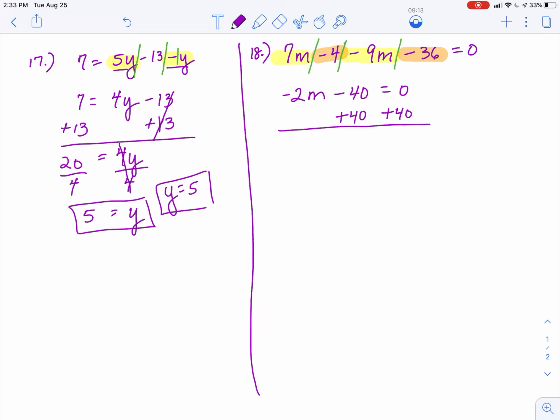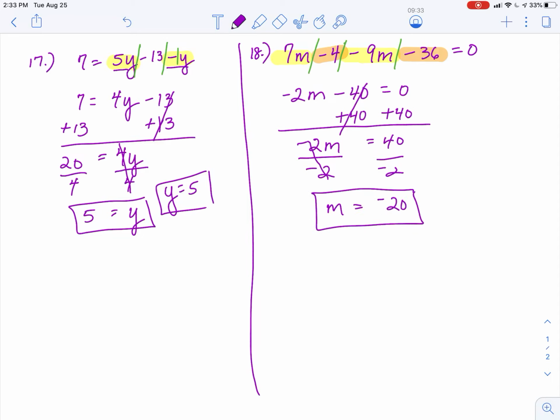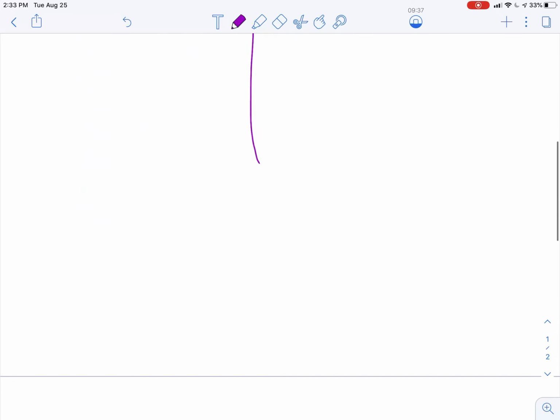So what happens when I add 40 to both sides? That zeroes out. I have negative 2m left on the left-hand side and 40 on the right. We have to undo the multiplication of negative 2 by dividing by negative 2. That would give me a 1m, or just an m, and my answer would be negative 20. That's the answer to number 18.